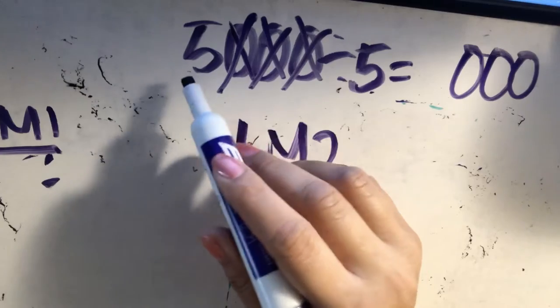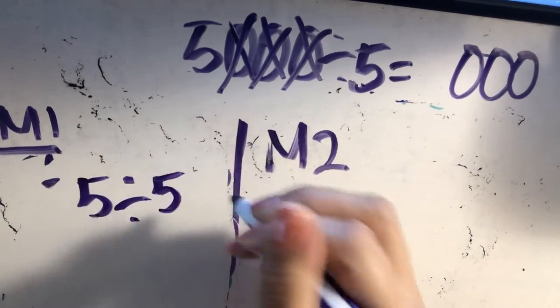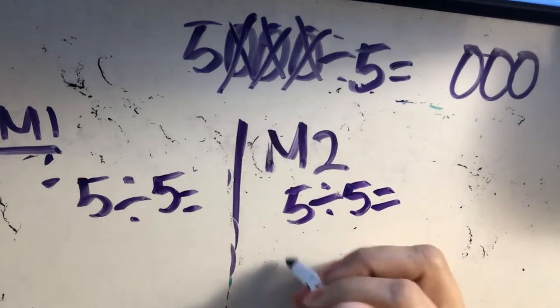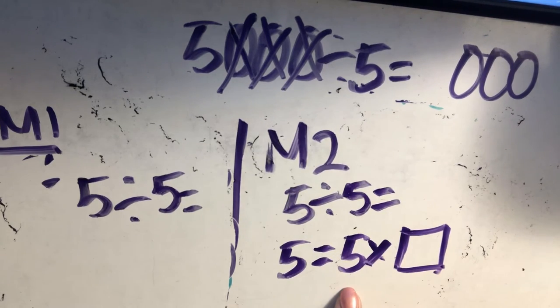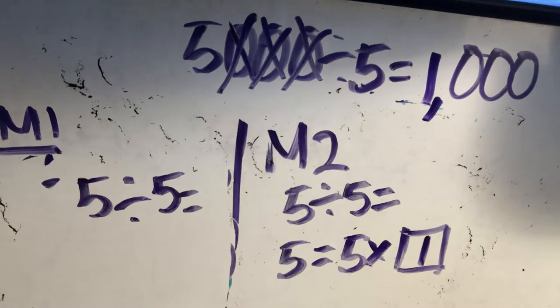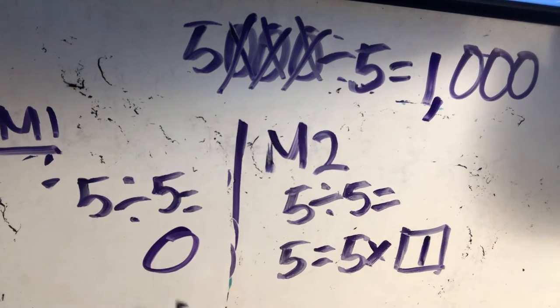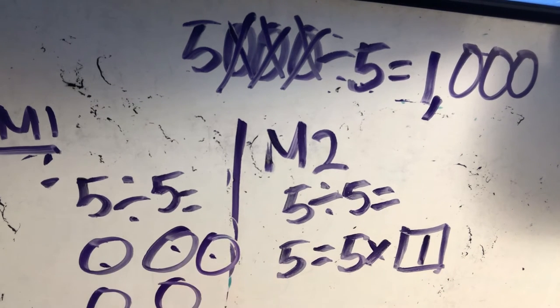5 divided by 5. That's what our rewrite is. 5 divided by 5 equals. Well, watch this. 5 equals 5 times what number? 5 times what number gives you 5? If you answered 1, you were correct. So it should have been 1,000. Okay? On this side, if you wanted to do it, I mean, you could go ahead. You would draw 5 circles. And there would be 1 mark in each of these circles. Okay?